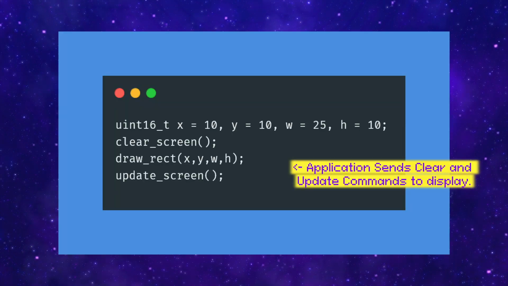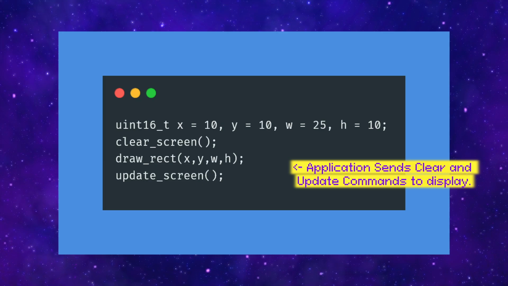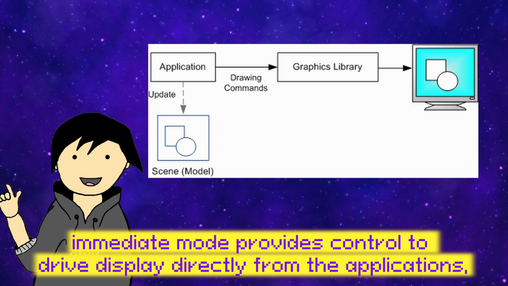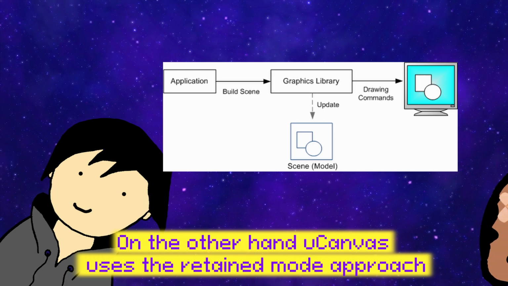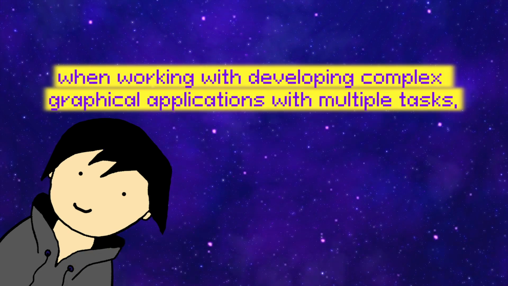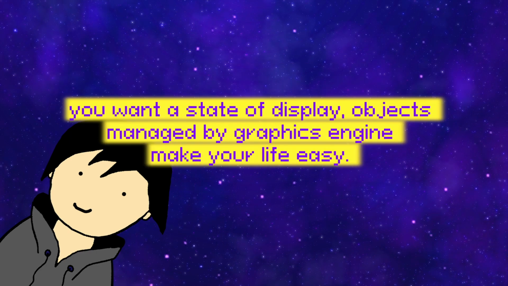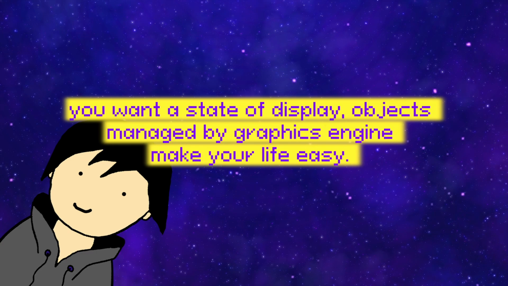Usually the graphics libraries you see for embedded devices work in immediate mode. So for example, when I create a rectangle on screen, I'm also responsible for when to draw it on the screen. Immediate mode provides control to drive the display directly from the application. On the other hand, MicroCanvas uses the retained mode approach. When developing complex graphical applications with multiple tasks, you want the state of the display and objects managed by a graphics engine to make your life easy.